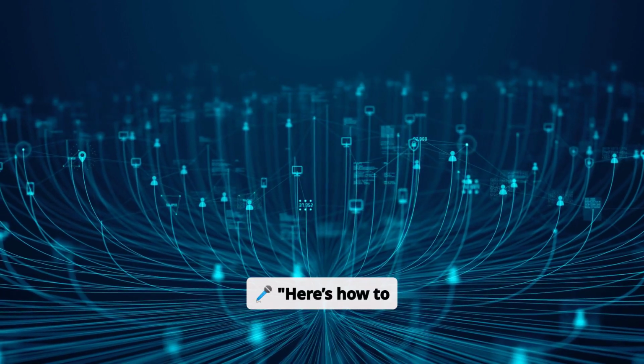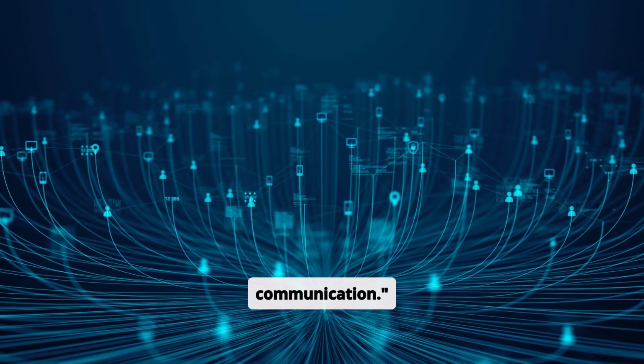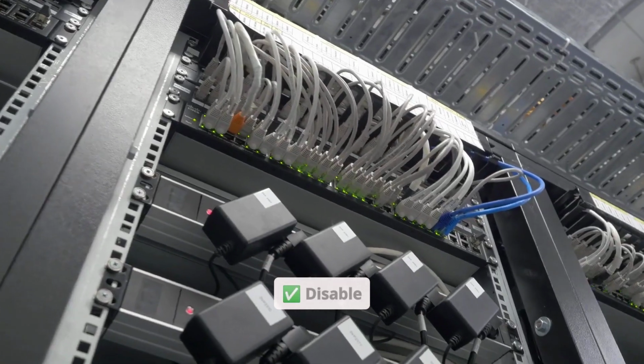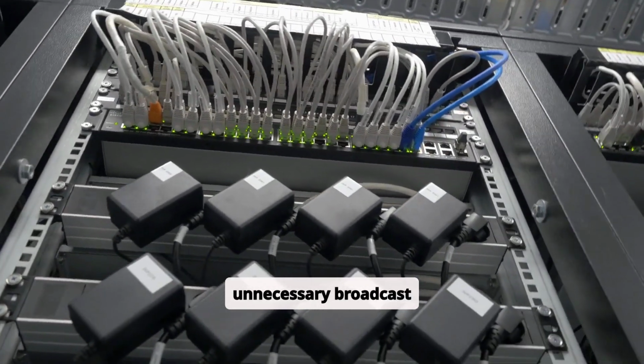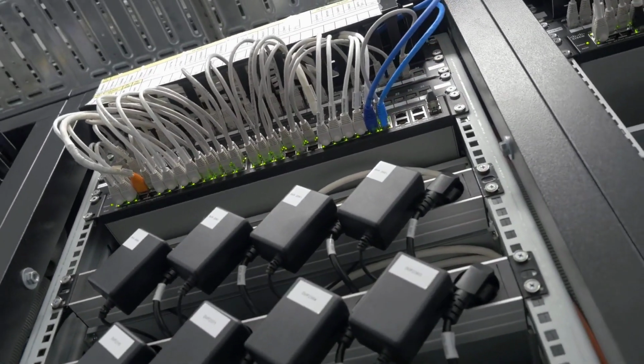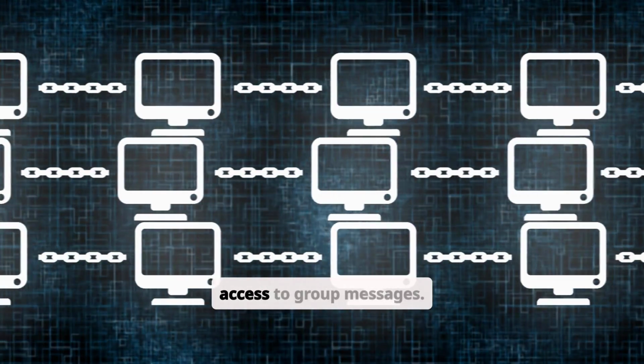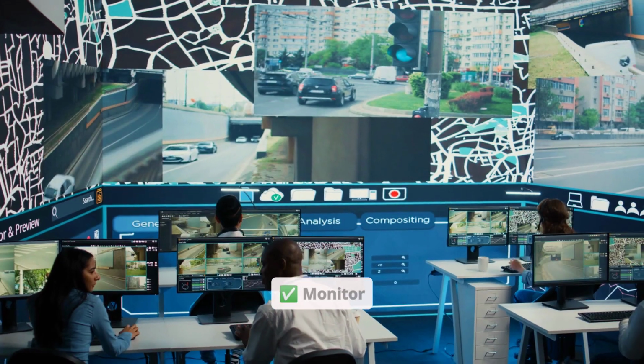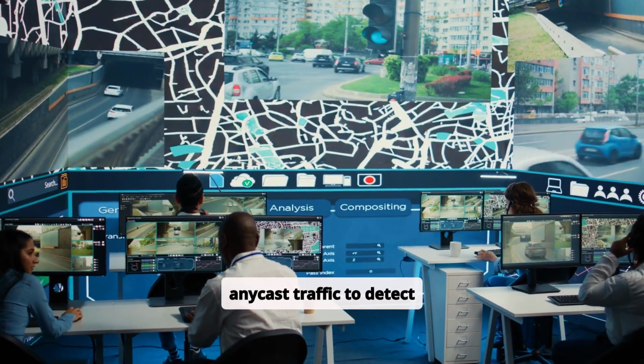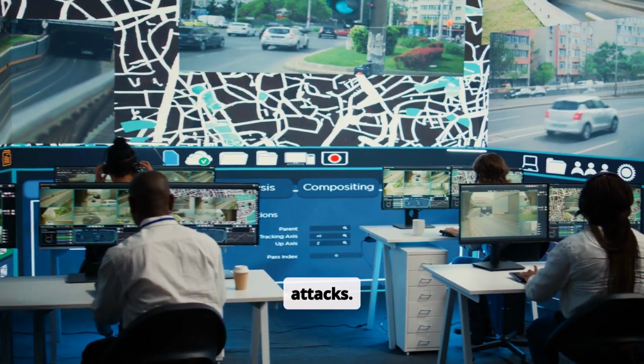Here's how to secure different types of IP communication. Disable unnecessary broadcast traffic to reduce network congestion. Use multicast filtering to prevent unauthorized access to group messages. Monitor anycast traffic to detect potential route manipulation attacks.